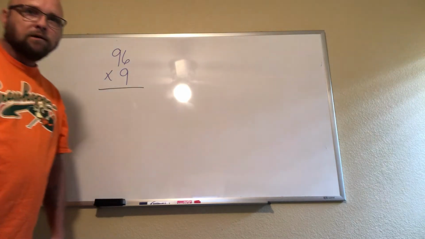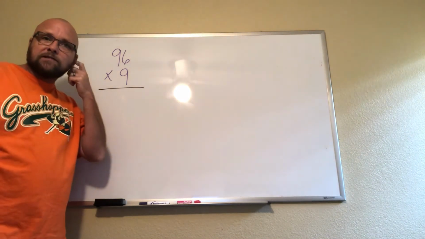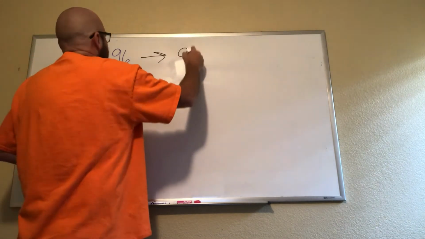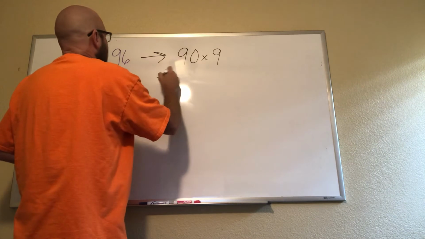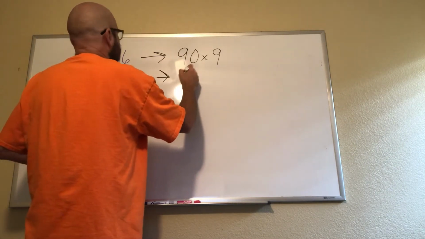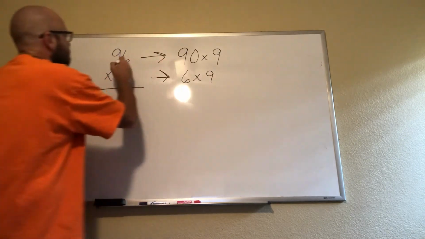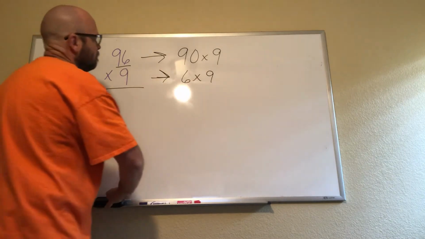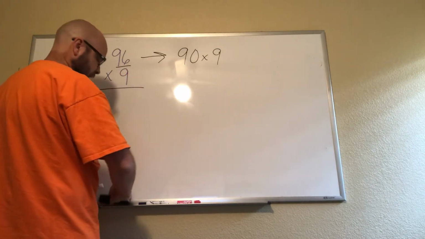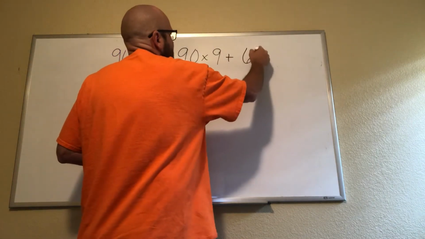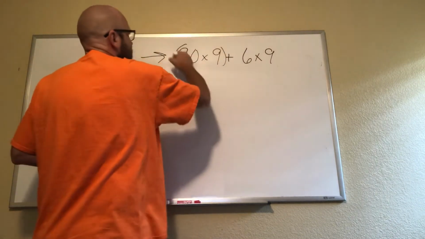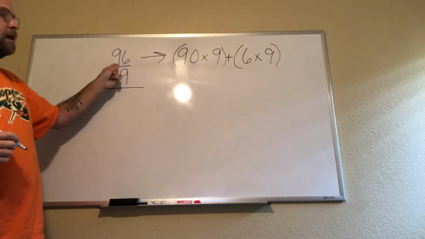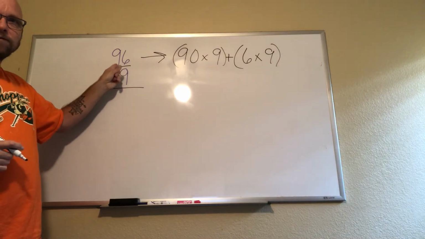I will. Okay, so I can take these numbers and take them into expanded form is one way I can do it. I can change this to 90 times 9 and change this to 6 times 9. Because I broke 96 into two parts. I made it expanded notation. In fact, let's write it up here. Expanded form, 90 times 9 plus 6 times 9. Now I put the 9 as 90 because the 9 is in the tens place. So 9 tens equals 90.